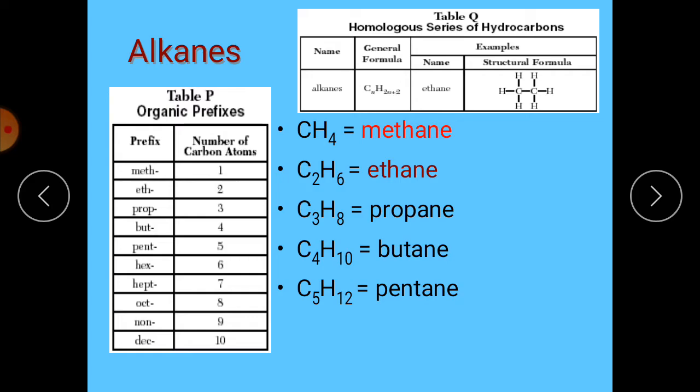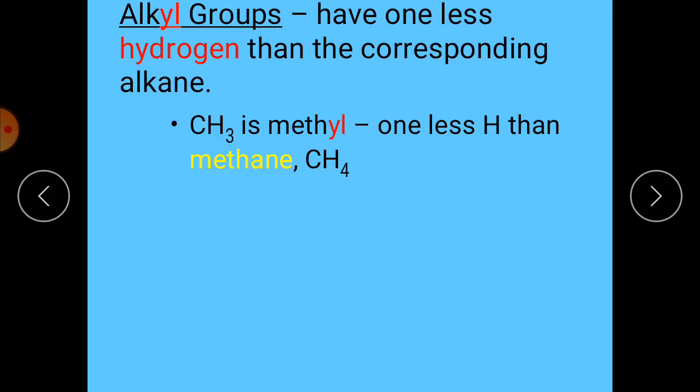I explained. And what is the formula of methane? CH4, ethane C2H6, propane C3H8, butane C4H10, and pentane C5H12. And these are the prefixes I told you last time. And how can we write according to the number of carbon atoms? I have explained it. Let's see alkyl groups.